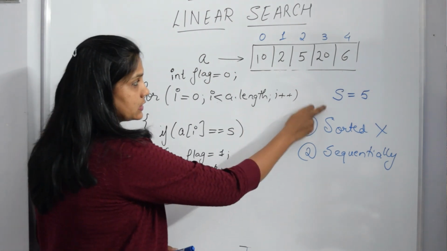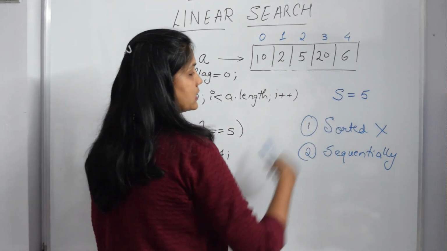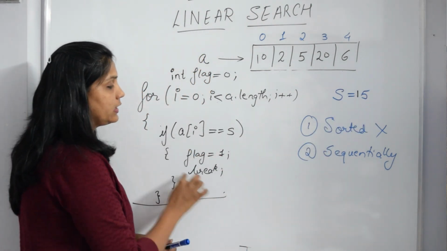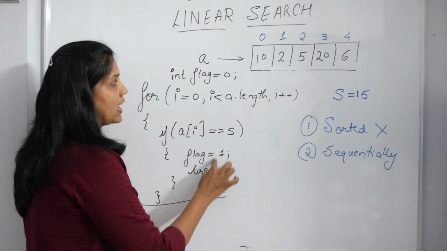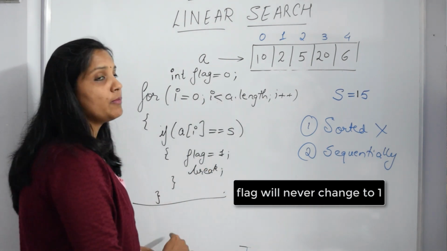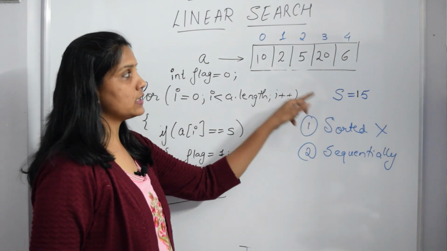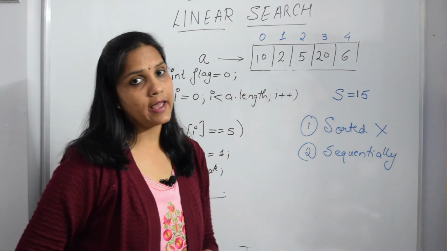If the value to be searched is not in the array, say for example, this is 15. 15 is not in the array, so I'll never enter the if block. My value of flag will never change from 0. If my value of flag is 0, that means that particular element is not present in the array.